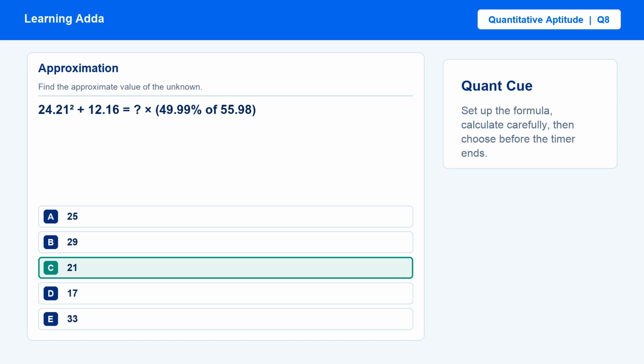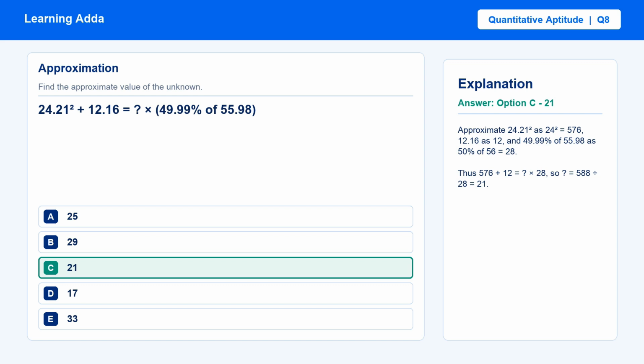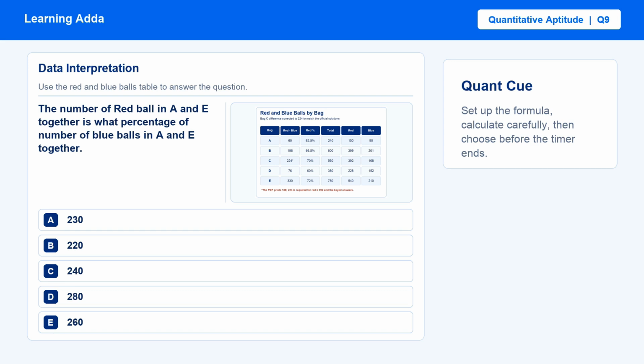The answer is option C, 21. Approximate 24.21 squared as 24 squared is equal to 576, 12.16 as 12, and 49.99% of 55.98 as 50% of 56, which is equal to 28. Thus, 576 plus 12 multiplied by 28, so 588 divided by 28 is equal to 21.